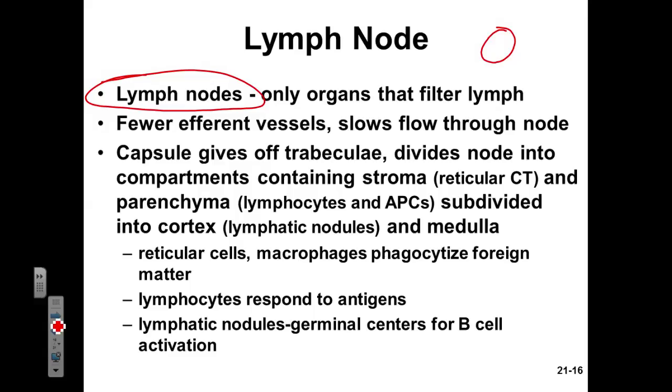So in other words, another way of thinking about this is we have more vessels sending lymphatic fluid into the lymph node, the afferents, and fewer vessels that take the lymphatic fluid out of the lymph node. Because more vessels are dumping lymphatic fluid in, we are going to have an increase in pressure. We're also going to slow down the rate of flow. As we slow down this rate of flow, we give our lymph nodes time to filter out the pathogens.